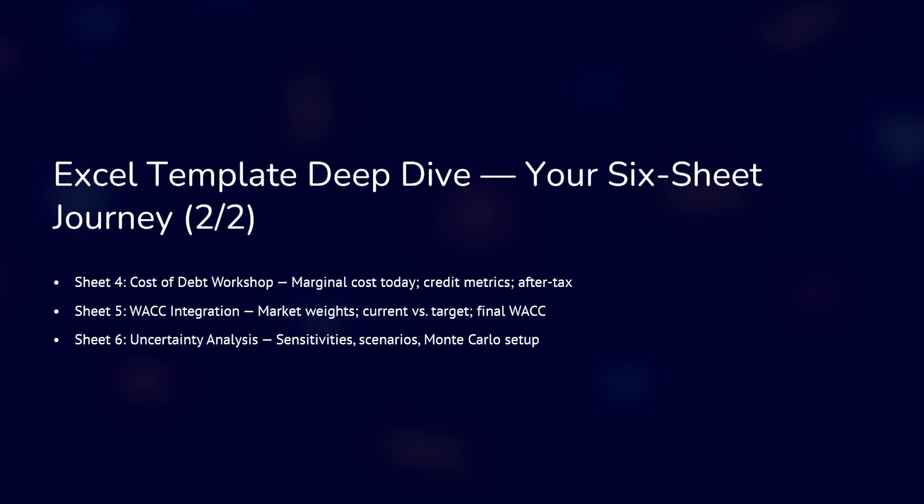and sheet 6 is your reality check. This is the most important sheet for real-world application. It tests how sensitive your WACC is to key assumptions. If changing your beta from 1.2 to 1.4 changes your WACC by, say, 100 basis points, that tells you that beta estimation is critical and you need to be extra careful about it. Now, the Monte Carlo simulation is considered an advanced feature. This runs through thousands of scenarios with different assumptions and combinations, and it gives you a distribution of possible WACC values instead of a single point estimate.